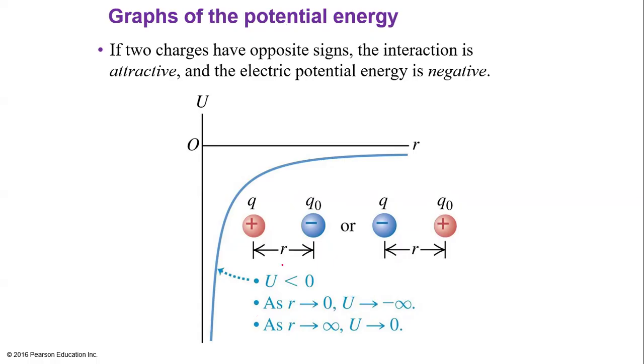Okay. So as r approaches zero, as the distance approaches zero, the potential approaches negative infinity. And as r approaches infinity, the potential approaches zero.